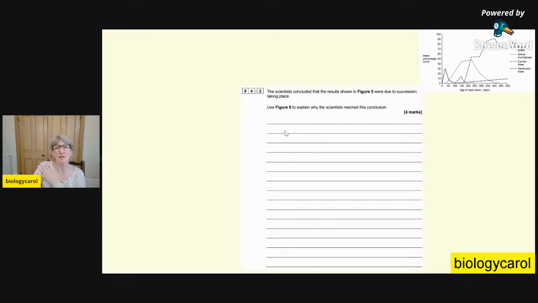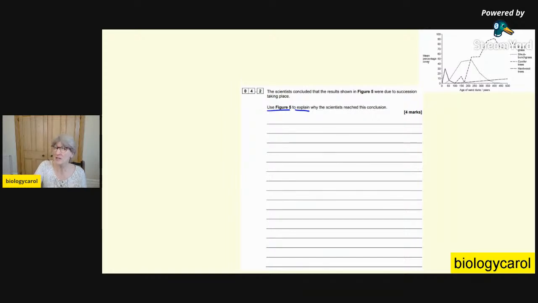Right, okay, they concluded that it was due to succession. Use figure 5 to explain why scientists reached this conclusion. So not just use figure 5, use the information you've been given. And this to me clearly shows succession, because it starts off with beach grass being pretty much the only thing that is colonizing. And then a little bit later on, that dies, and whatever this is, scrub bunch grass takes over. And just as that's reaching its peak, hey ho, we've got a few trees, conifers and hardwood starting to add to it.